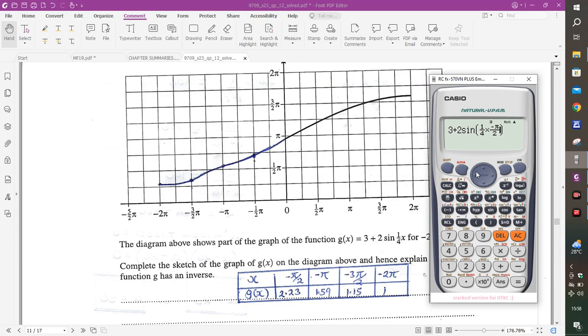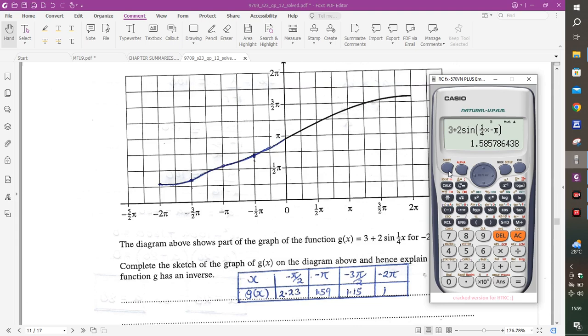Then I can come back and let me begin with these ones of fractions. So 3 pi over 2. Suppose I put negative 3 pi over 2, that one will give me 1.15. Then if we put 2 pi, times 2, it's a negative, negative 2 pi. So that one gives us 1, and then negative pi, that one gives us 1.59.